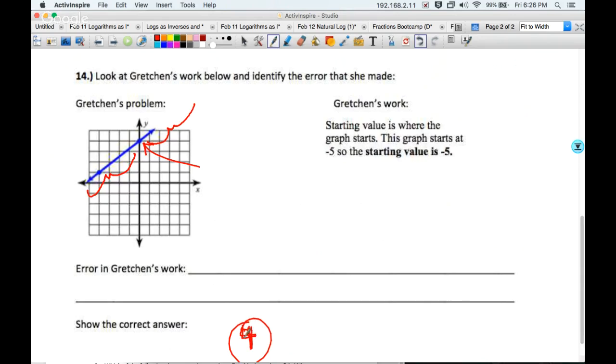And I'm going to trust you guys to write up the sentence explaining that error in Gretchen's work. She's picking this point over here. That's our x-axis. We need where it crosses the y-axis. And that's defined to be where it starts.